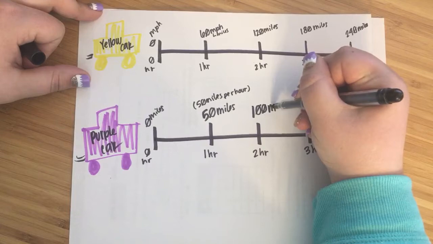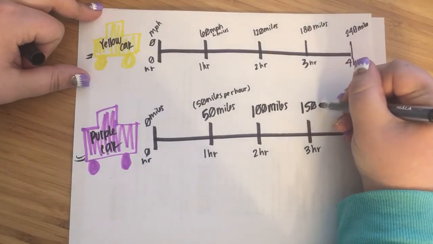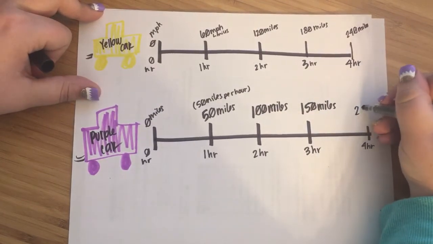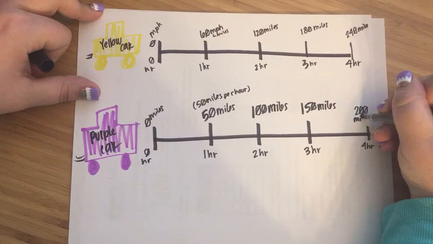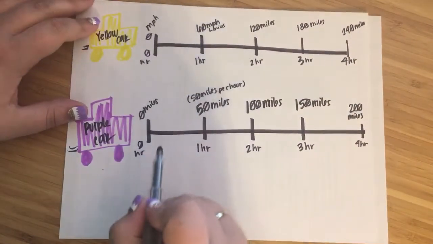I've done the drive from Nebraska to Washington many times. Maybe it's on the highway in Wyoming. After 3 hours, it goes 150 miles. And after 4 hours, it's gone 200 miles. Notice it's not 200 miles per hour, it's 200 miles.